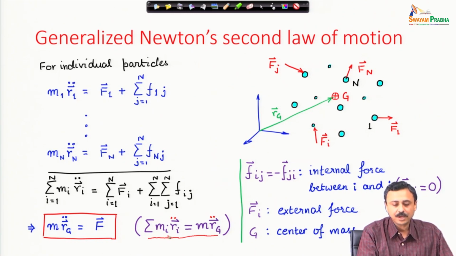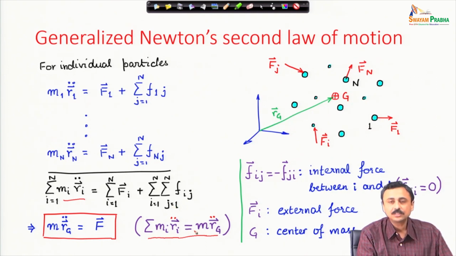Therefore, summation of m_i r_i double dot, which appears here, must be equal to total mass times acceleration of the center of mass. And on the right hand side we have the summation of all the external forces. So, it is the total force acting on the system. The double summation of the internal forces, as I just now mentioned, must vanish.